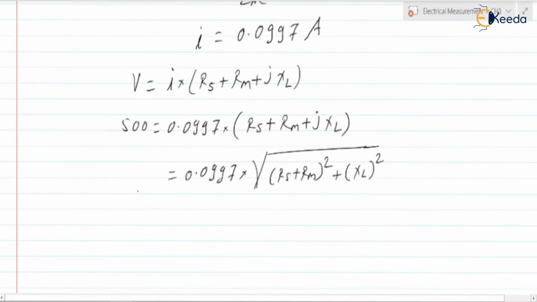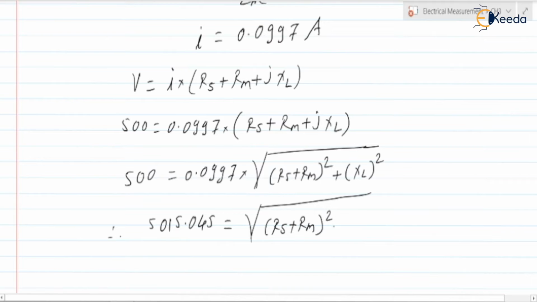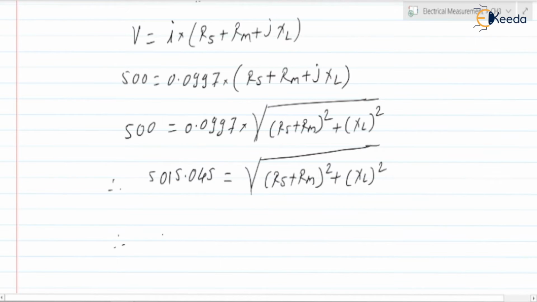Therefore, 500 divided by 0.0997, which is 5015.045, is equal to the square root of (RS plus RM) square plus XL square. This is what we are having. Now from this, can we square both the sides?